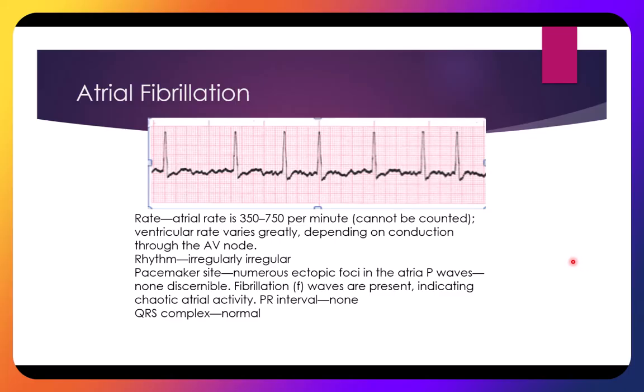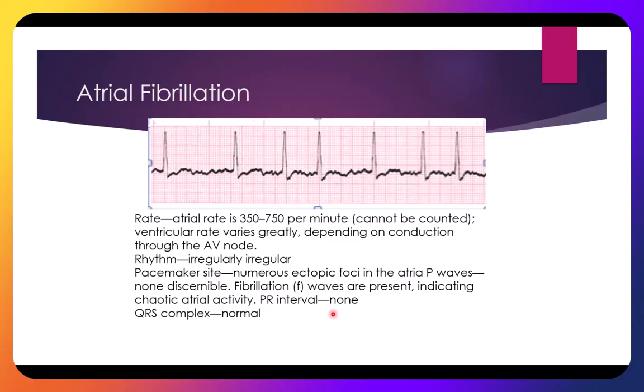atrial fibrillation. Again, the pacemaker site is coming from somewhere in the atria, and we've got hundreds, if not thousands, of cells that are all depolarizing at the exact same time. These are called fibrillation waves, little f waves, as opposed to flutter waves that we saw in atrial flutter, or big F waves. We do not have a PR interval because we don't have a P wave in here.